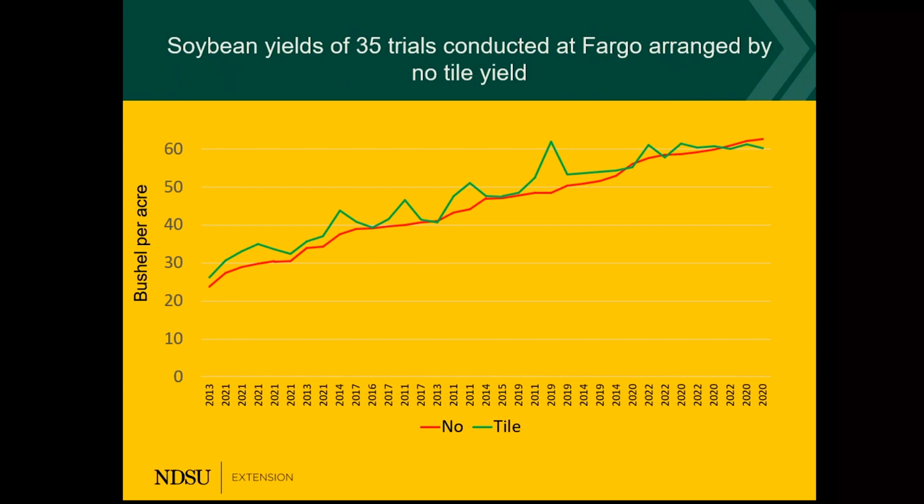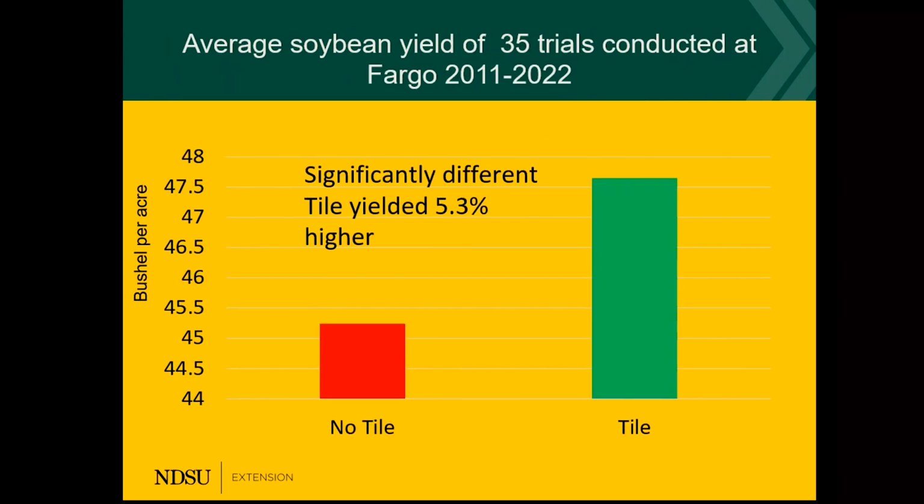So I've done many experiments over the years. This is a graph of 35 different experiments. The way I organize them is the yield of the control, which is the red line, and the yield that is on the tile. And as you look at it, you can see that in most years, most experiments, the tile does out-yield the non-tile condition. And if you just look at my trials, there was a 5% increase. And this was including all the dry years. We had a couple of dry years included.